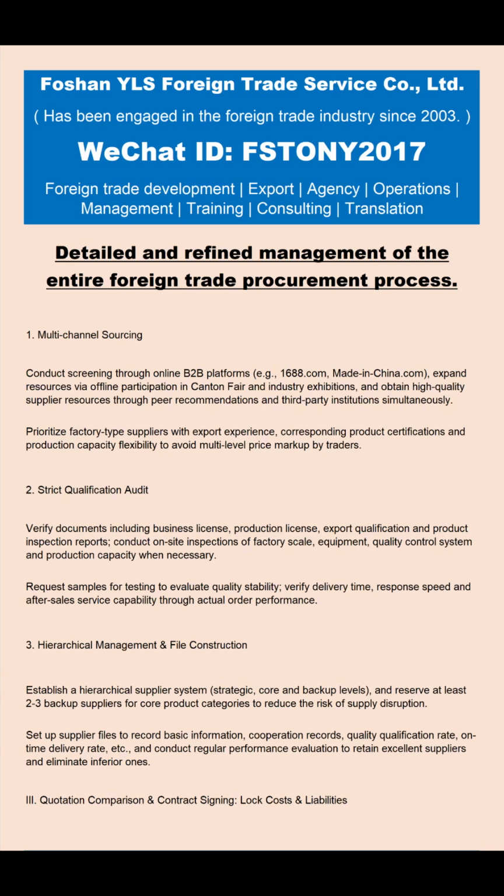3. Hierarchical management and file construction. Establish a hierarchical supplier system, strategic, core, and backup levels, and reserve at least 2 to 3 backup suppliers for core product categories to reduce the risk of supply disruption. Set up supplier files to record basic information, cooperation records, quality qualification rate, on-time delivery rate, etc., and conduct regular performance evaluation to retain excellent suppliers and eliminate inferior ones.